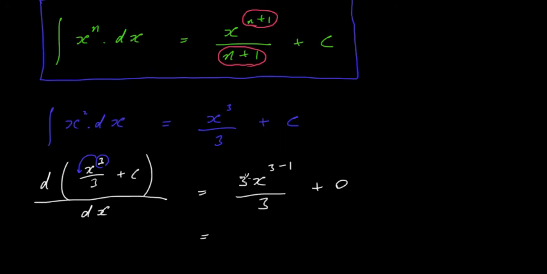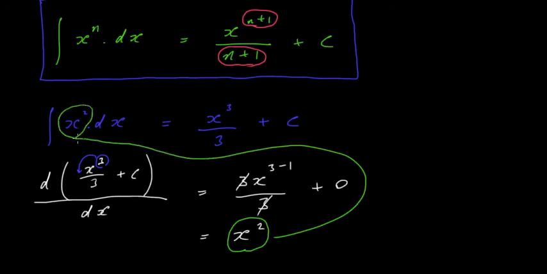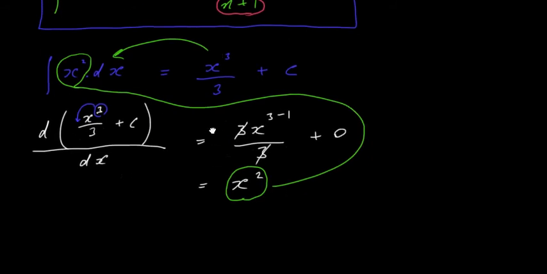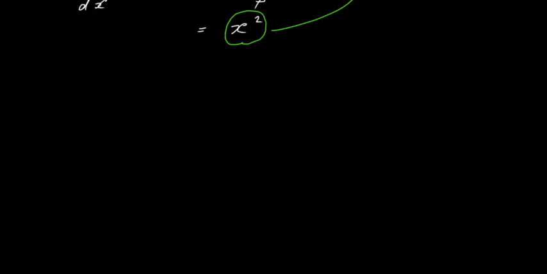Now, this 3 will divide into this 3 once. So we're just left with x to the power of 3 minus 1, which is 2. Did we end up with x squared? Yes, we did. So look, we ended up with x squared here, and we have our x squared here. So when we found the antiderivative of x squared, we got this expression here. When we differentiated this expression here, we ended up back here at x squared again. Okay, so let's have a look at one more, and that'll be it for this particular video.